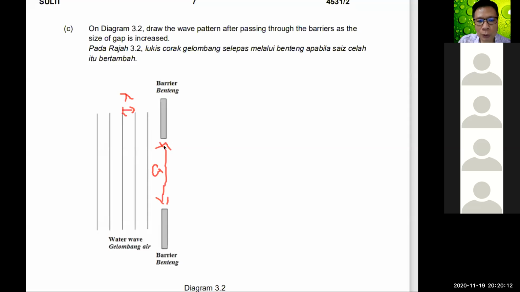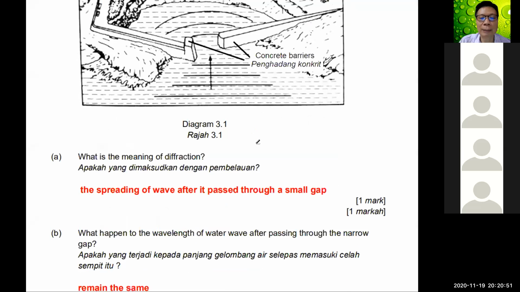When lambda is smaller than this, is the diffraction strong or not strong? You think properly. Now the gap is so big. When the gap is so big, is the diffraction strong or weak? If the gap is so big like this, is the diffraction obvious or not obvious? Not obvious. Yes, not obvious. If not obvious, your diagram should look something like this.